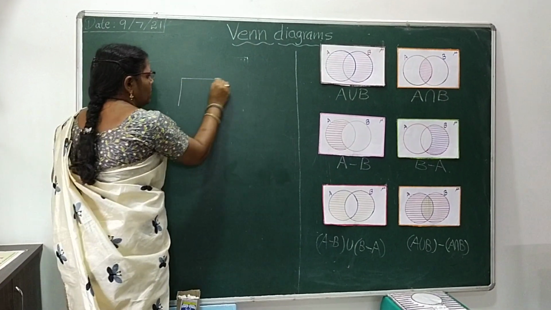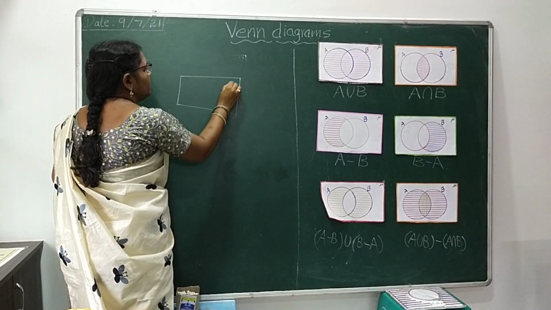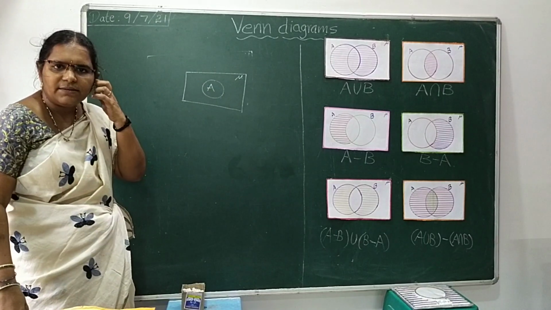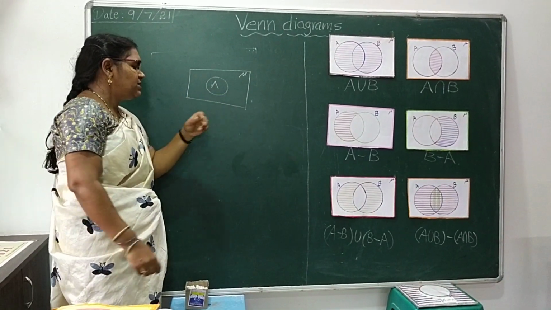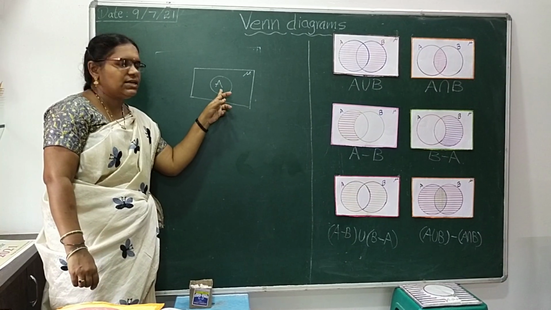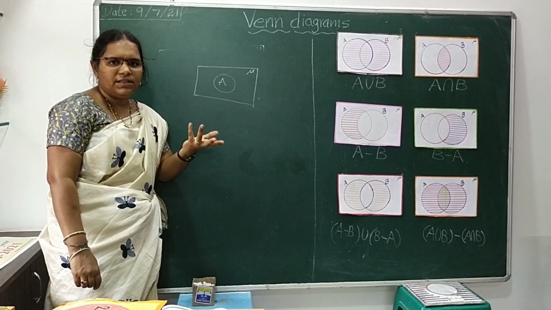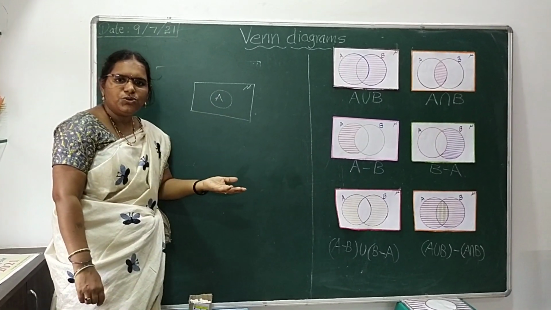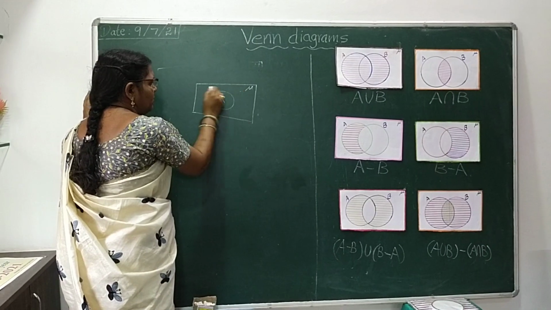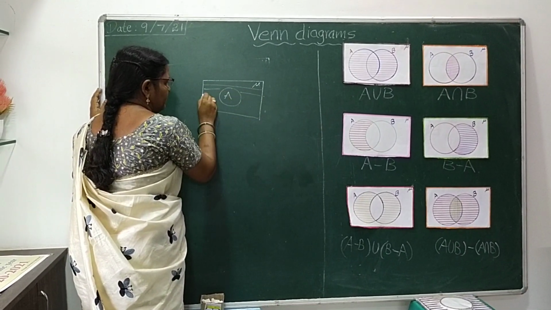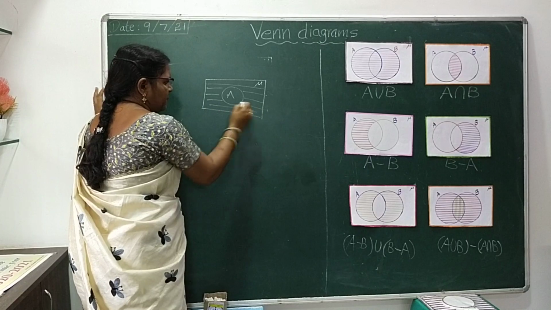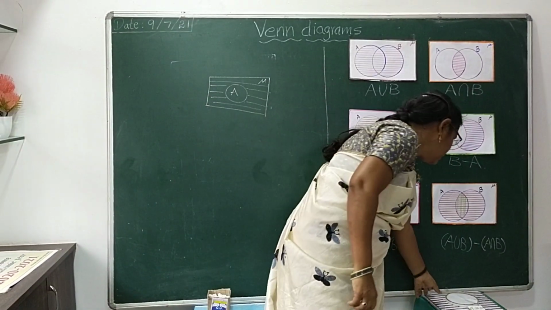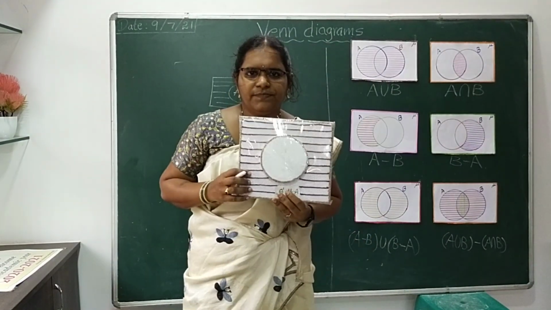We have mu, and if we take only one set, it is A, the set A. Whatever elements are in A will come inside the circle. Then which are not in A, where will they be? They will be outside of this circle, in the universal set, on this side. What is that portion called? That is A dash.